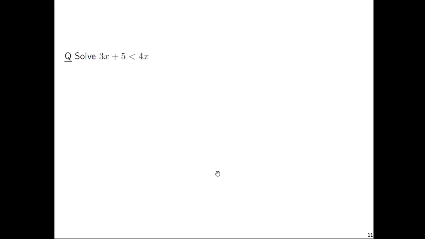Let's try another one. 3x plus 5 is less than 4x. We'll speed this up just a little bit by subtracting 3x on both sides. So we'll have 5 is less than 4x minus 3x. And then we can simplify the right side, 4x minus 3x. We can just write x instead. So we have 5 is less than x, which is perfectly fine to write. But if you'd prefer to switch sides, you can also write x is greater than 5.